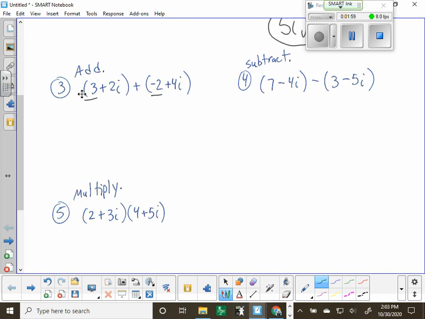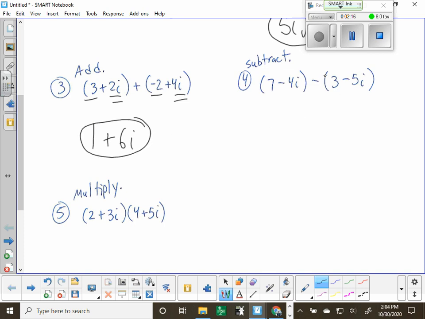Okay, so we're going to add together these parts right here, and that would be just 1. And then we're going to put together these parts, which would be 6. So it's 1 plus 6i. And that's the way we write complex numbers, a plus bi.